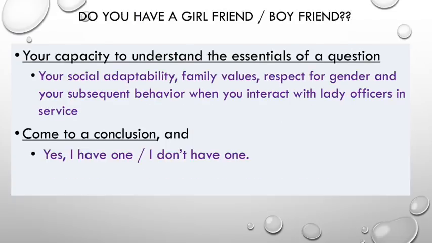Let's take the second question of a girlfriend or a boyfriend. Here, he's checking your social adaptability, family values, respect for gender, and your subsequent behavior when you interact with lady officers in the service. Here, you need to come to a conclusion that, sir, I have a girlfriend or not. And thereafter, you can possibly reply in a very normal manner.